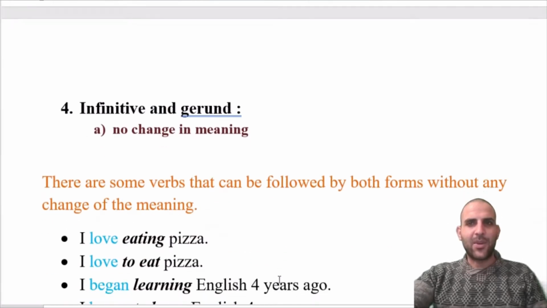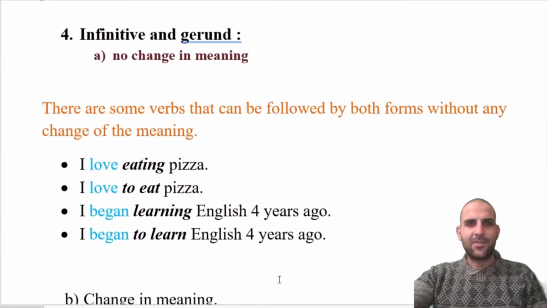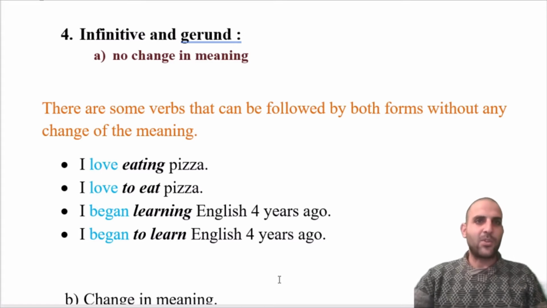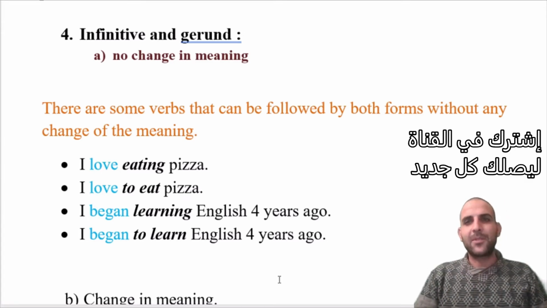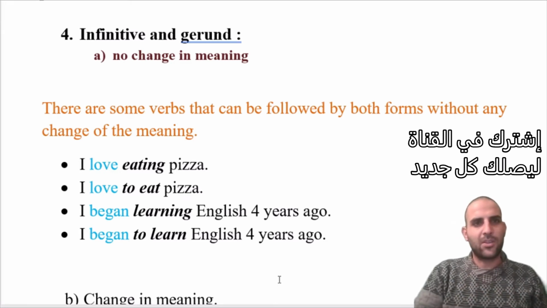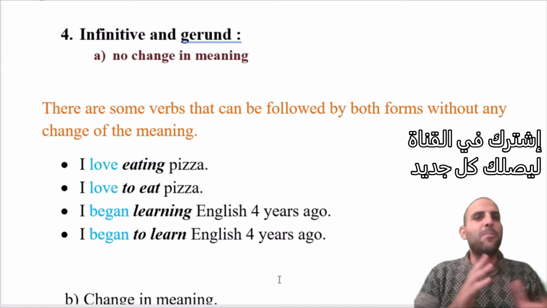Let's go straight to infinitive and gerund. So there are some verbs that can be followed either by a gerund or an infinitive, not like the ones that we saw. It's another type of verbs that can be either followed by an infinitive or a gerund. So they accept both forms.